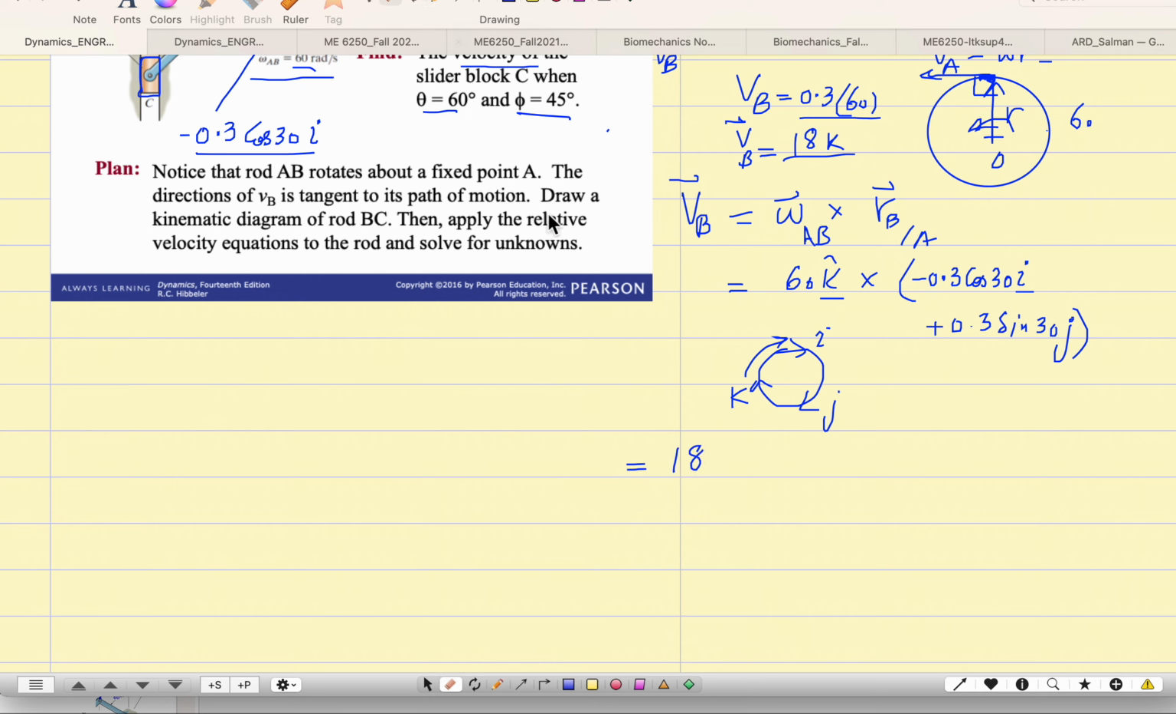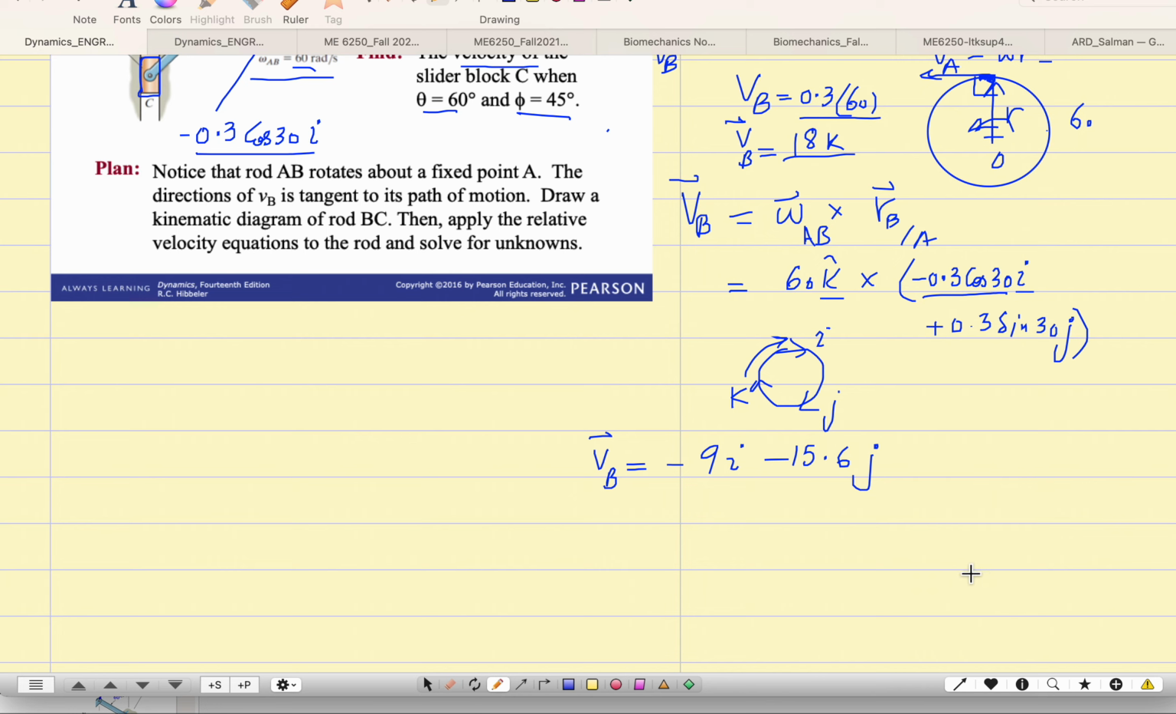Sorry, this is not 18. We have to multiply this. Now, can you help your professor? In my notes, this is equal to negative 0.424. Let me see. Is it negative? One second. I have to redo this, or you can help me. What do you guys get? Do you get VB? In my notes, it is negative 9i, negative 15.6j.